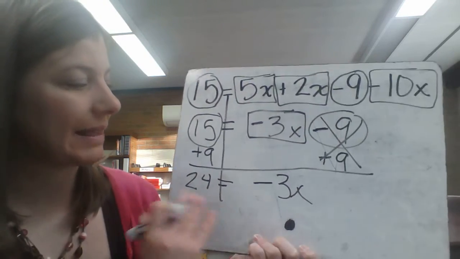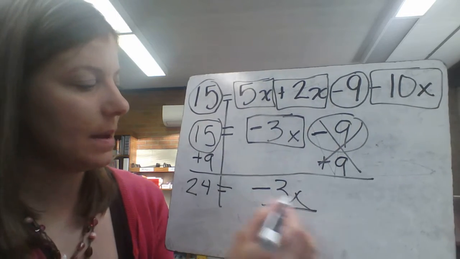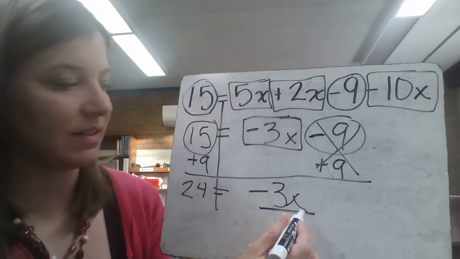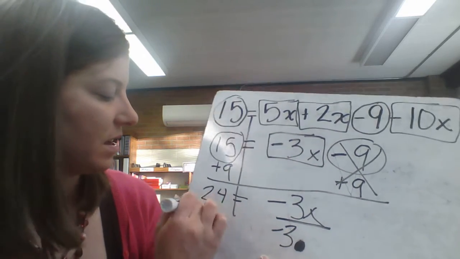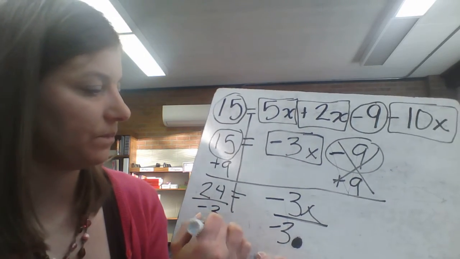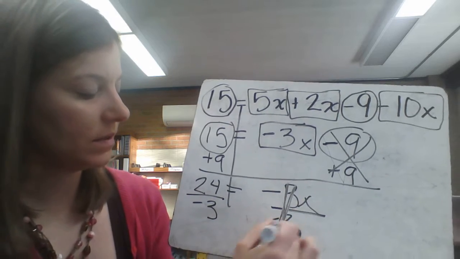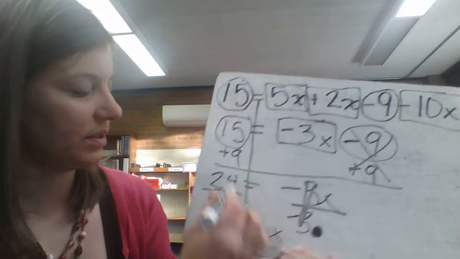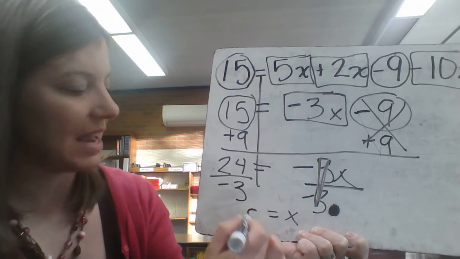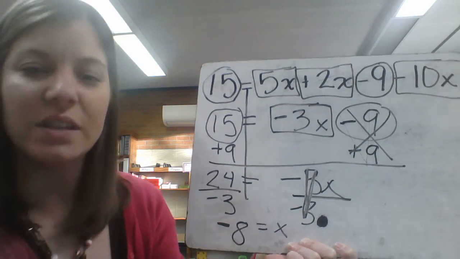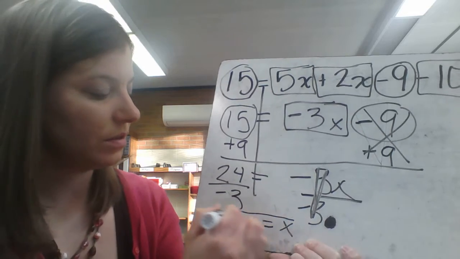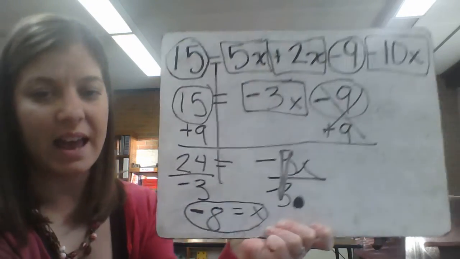All right, my last step is to divide by the number and the sign that's with that variable. I want to get x by itself. So I'm going to divide by -3, divide by -3. That makes 1. X equals 24 divided by 3 is 8. A positive divided by a negative is a negative. Again, use that calculator if you need to. So my final answer is x equals -8.